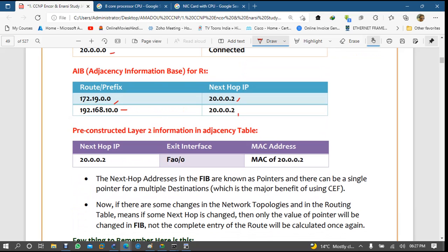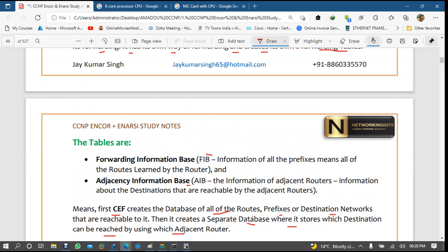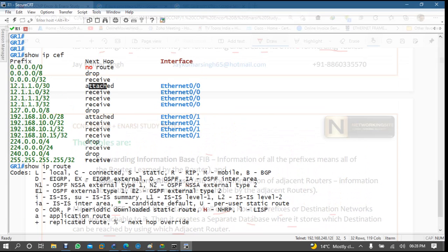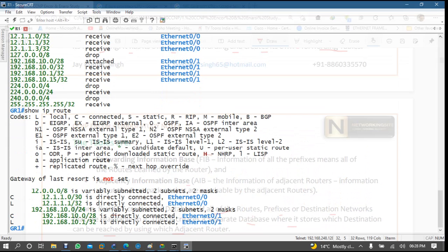Now, pre-constructed layer 2 information is in the adjacency table. So in the adjacency table you will find details related to MAC. This is my next hop IP address, this is the exit interface, and this is the MAC address of the neighbor. Here you cannot see it, but if you are using a layer 3 switch, you can find this information.